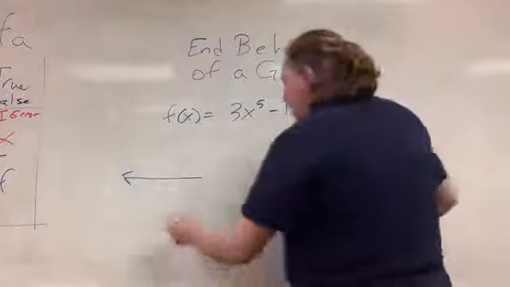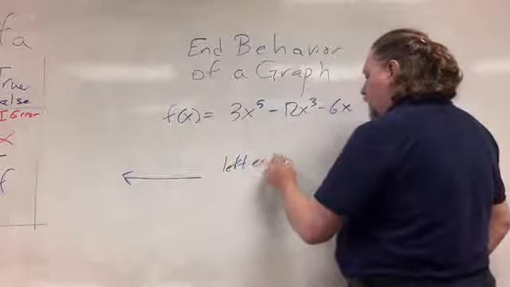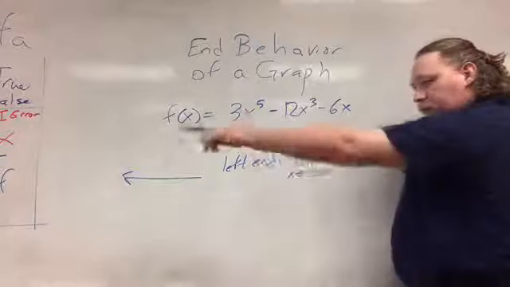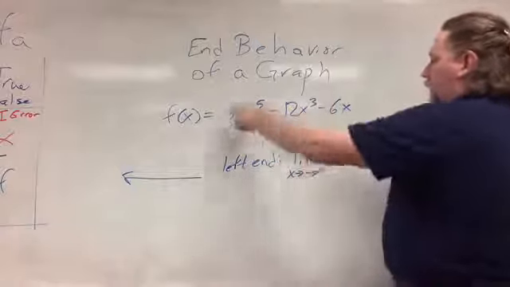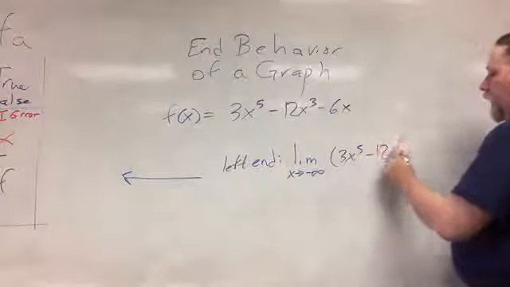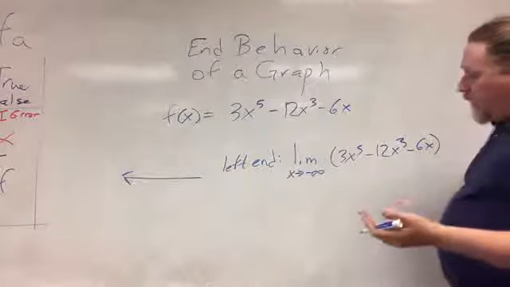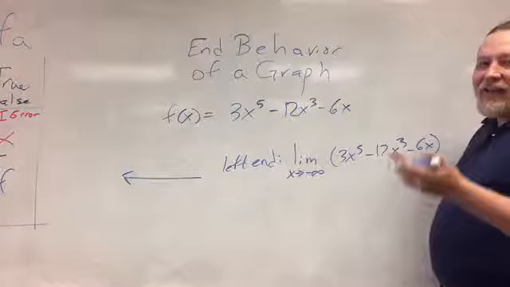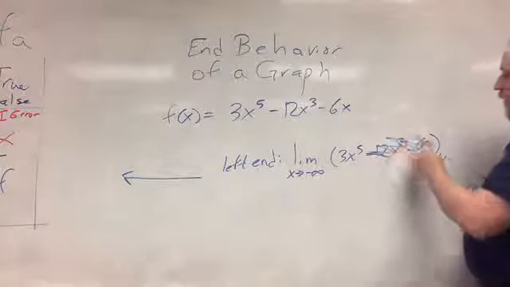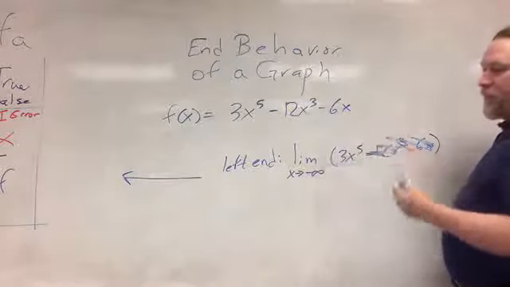Well, let's find out. So I'm going to take the left end behavior. That's the limit as x goes toward negative infinity, because off to the left is negative infinity, of the function, which is this formula right here, 3x to the 5th minus 12x cubed minus 6x. And remember, when you're taking infinite limits, you only need to look at the lead term. You don't have to look at all the terms. So I can ignore the 12x cubed and the 6x, because compared to x to the 5th, when you're getting out toward infinity, that's so much bigger than the others, they don't matter.